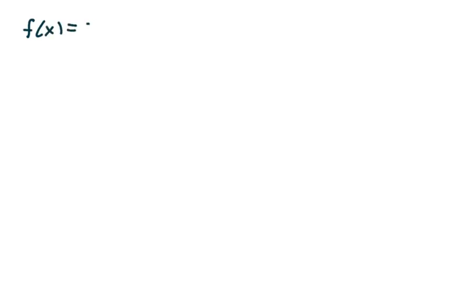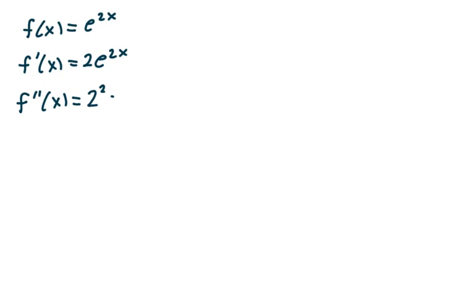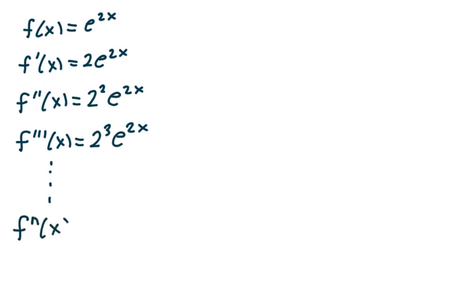So f of x equals e to the 2x. Take the derivative, same game. We get 2e to the 2x. Take the second derivative, we get, remember, 2 squared e to the 2x. I don't call it 4, I call it 2 squared. I do that on purpose. When I look at the third derivative of f, evaluated at x, I get 2 cubed e to the 2x. Dot, dot, dot. When I look at the nth derivative of f, evaluated at x, I get 2 to the n e to the 2x.